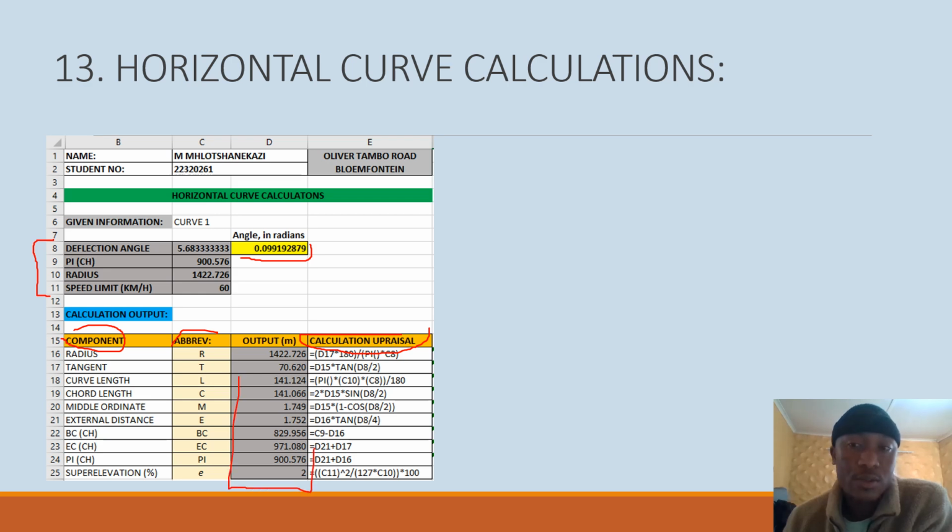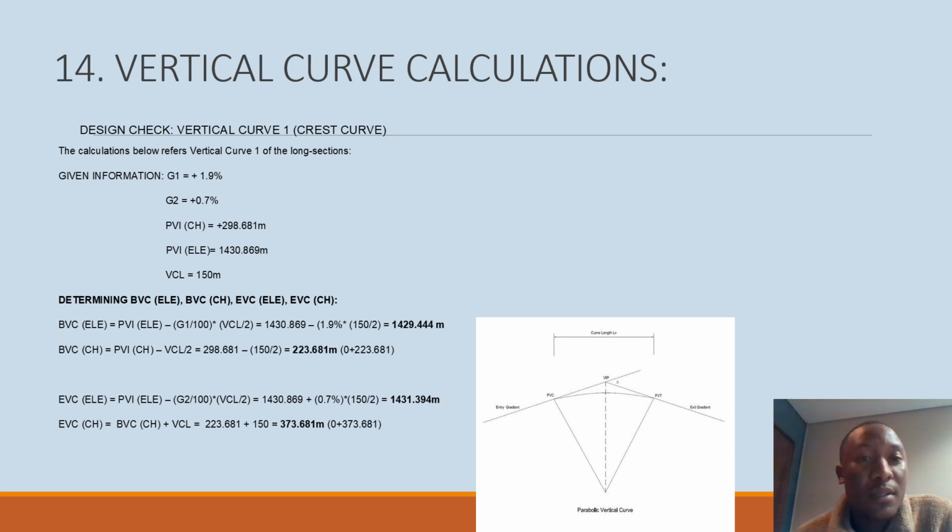To verify the information of our vertical curve calculations, we had to do the manual calculations just to verify if our system is actually producing what is supposed to be produced. We collected the information. The first curve that we used was a curve with a crest, and then we used the information of the point of intersection, the chainage and the elevation to determine the beginning of vertical curve and the information of the end of vertical curve.